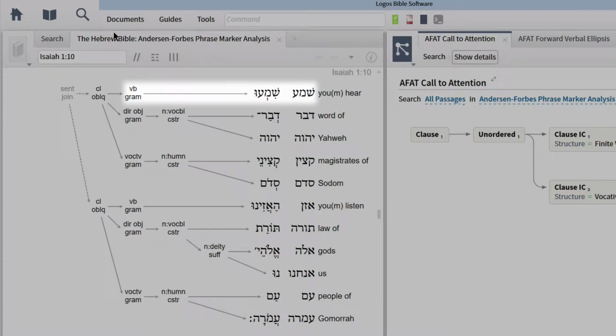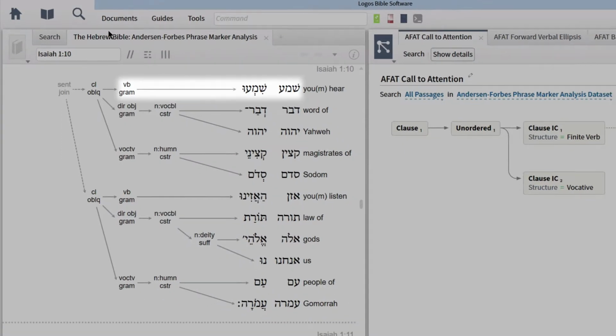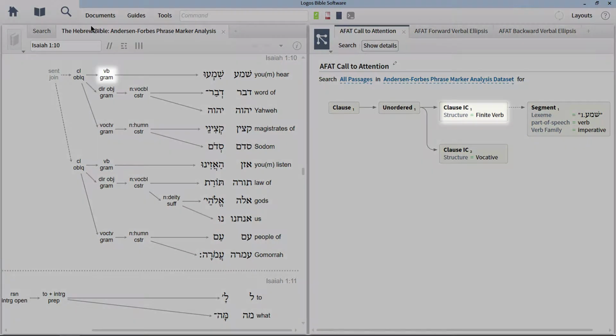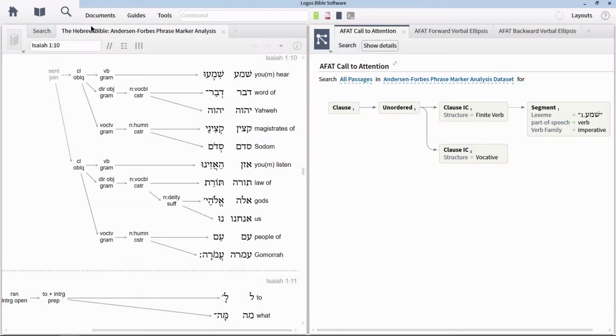If we follow the line from the verbal node, we see that the verb on the word level of this clause is the Hebrew verb shema in the imperative mood. If we look at our syntax construction, notice that we have a verbal node, just like in the phrase marker analysis, followed by a segment or word node with the morphological data for the imperative form of shema. The line that connects them is dotted.